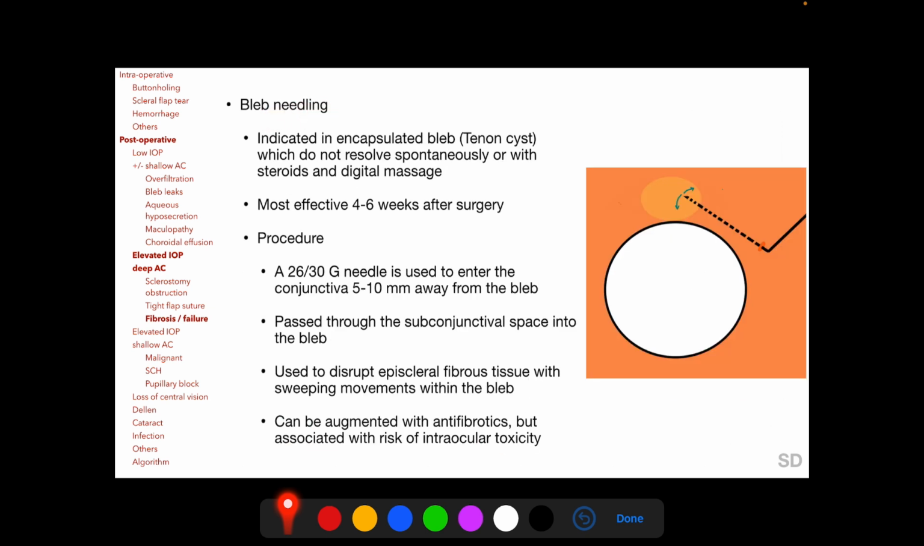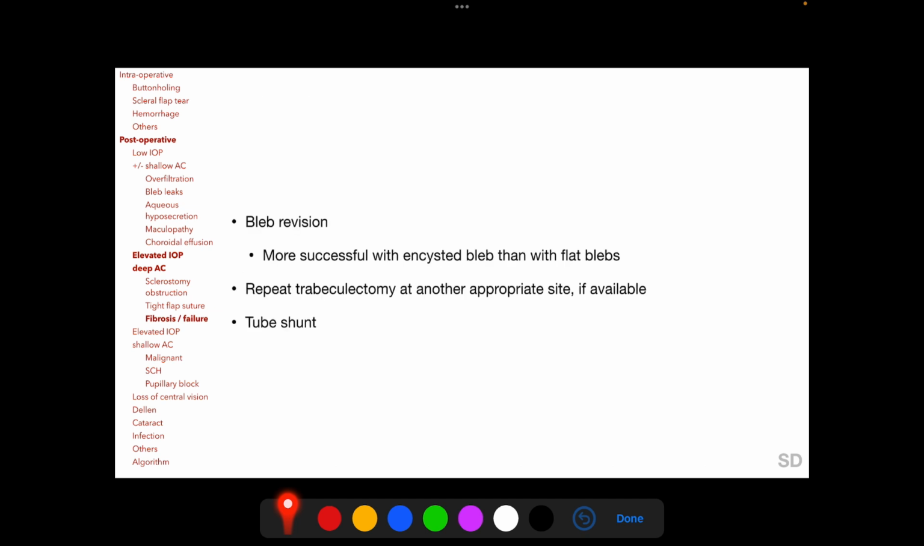Bleb needling is typically indicated for an encapsulated bleb and is most effective 4 to 6 weeks following trabeculectomy. In this procedure, a bent 26 or 30G needle is used to enter the conjunctiva 5 to 10 mm away from the bleb. The tip of the needle is then passed through the subconjunctival space into the bleb and is used to disrupt episcleral fibrous tissue with sweeping movements inside the bleb. When these procedures fail to repair a failed bleb, other interventions such as bleb revision, repeat trabeculectomy at another appropriate site, or tube shunt surgery will be required.